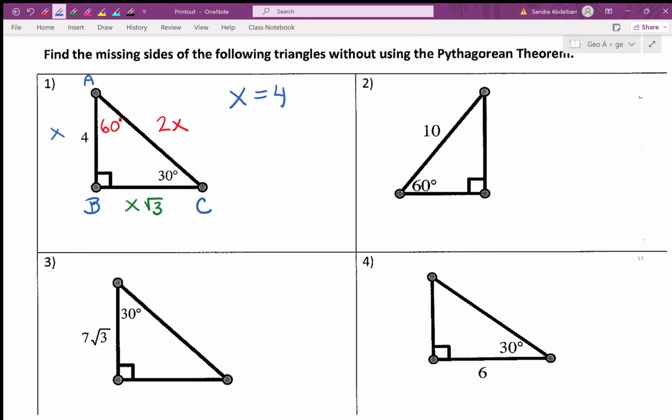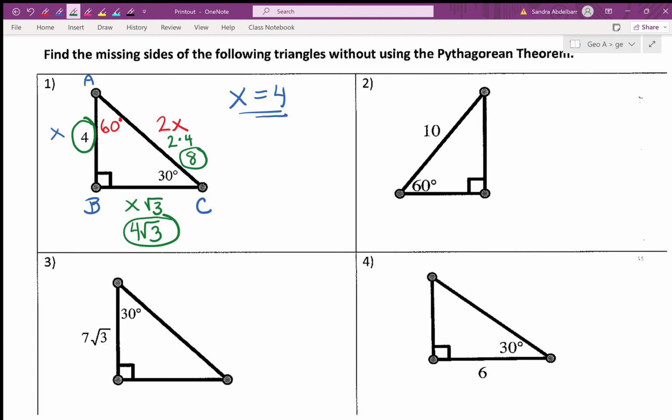Is there anything to solve? There's nothing to solve. It's telling me X equals 4. So now that I know that X equals 4, I can find the other two sides. So AC is going to be 2 times 4, which is 8. And BC is going to be 4 times root 3, which is just 4 root 3. Do we already have a side length for AB? Yeah, what is it? 4. So there's no plugging in to find AB. It's already 4.